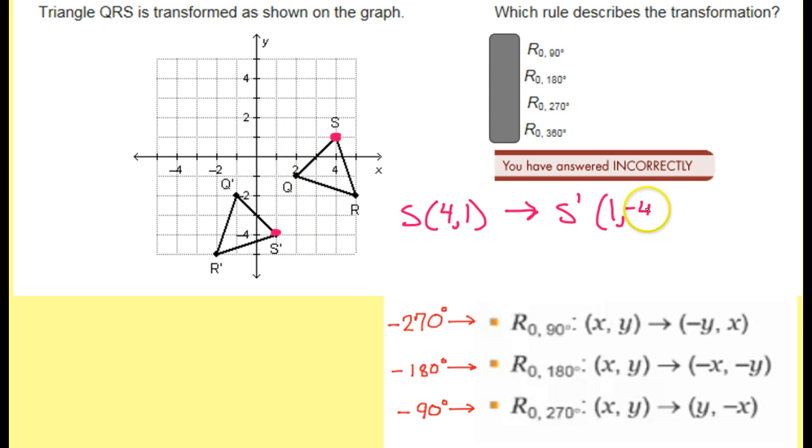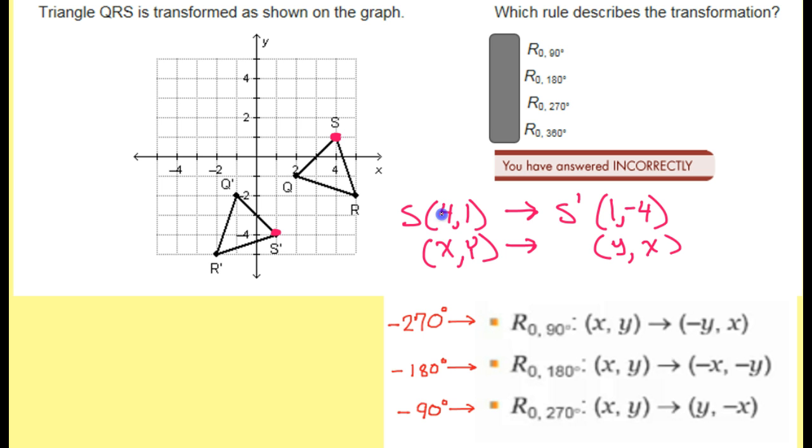So the question is, which one of these rules happened? Well, let's see. If this is X and this is Y, let's see what happened. First of all, did they switch places? 4, 1, 1, 4. Yeah, they switched places. So the Y came here and the X came there. Now, did anything change signs? Did the 4 change signs? Yes, it did. The 4 became a negative 4.